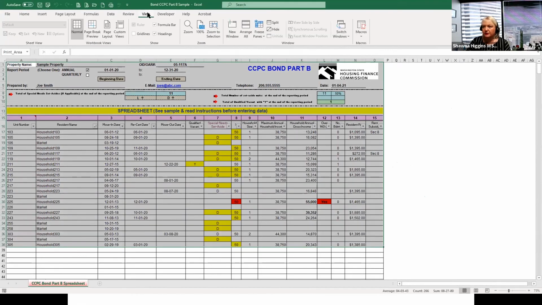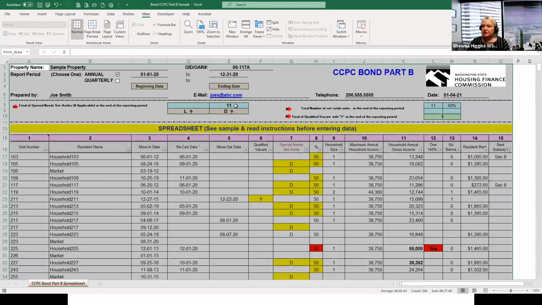This is the spreadsheet that needs to be filled out. So I'm going to view, and we're going to just do 100%. Can you guys see that okay? Okay, so I'm going to guess that means it's okay. So the top part is about the property, what this annual report is for, the dates for it, who prepared it, their email address, because if we have any questions, we can reach out to that person. A lot of times we reach out to the portfolio or the person we have on file, but if that person's not available, we can always reach out to this person as well. And then what date they filled it out. And this talks about the total special needs set aside, if it's applicable. This would be large household, and this is disability.